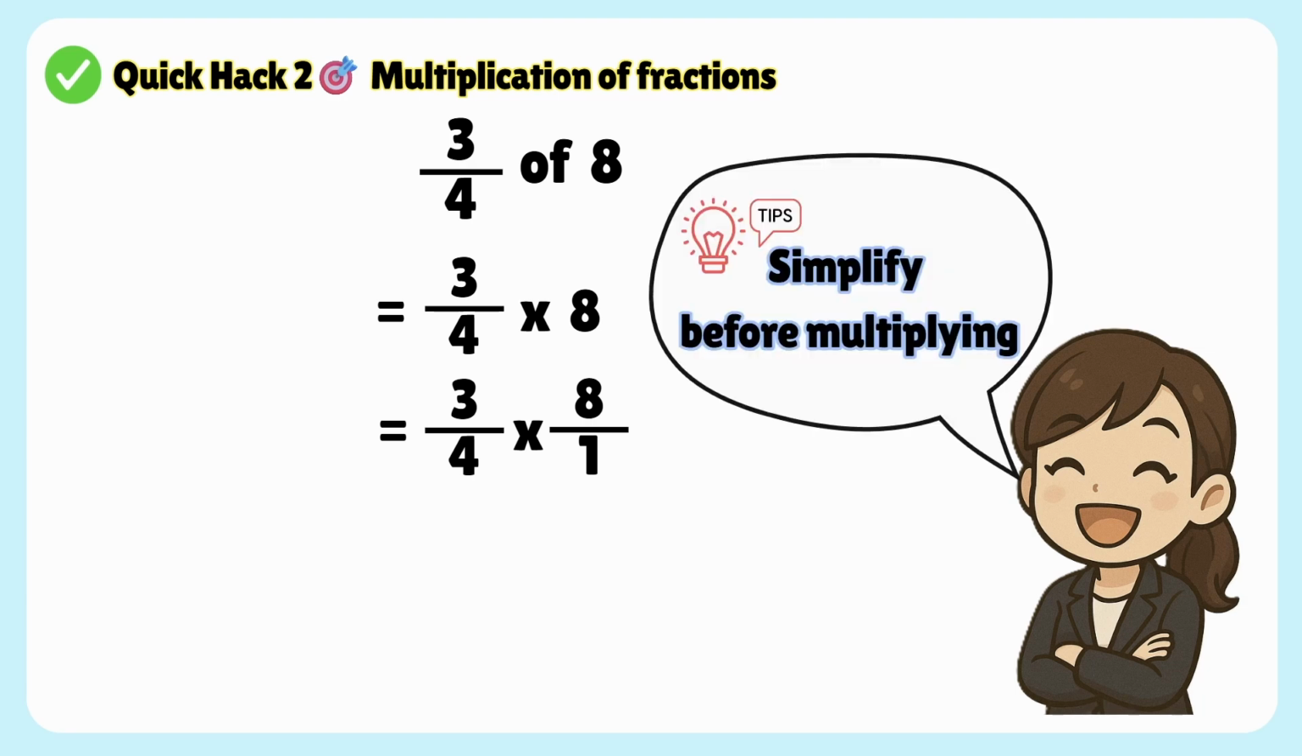Here's a helpful tip. Try to simplify before multiplying. In this example, 4 and 8 can both be divided by 4. 4 divided by 4 is 1. 8 divided by 4 is 2. Then multiply the top numbers together and the bottom numbers together. 6/1 is 6. So 3/4 of 8 is 6. Exactly the same answer as before.